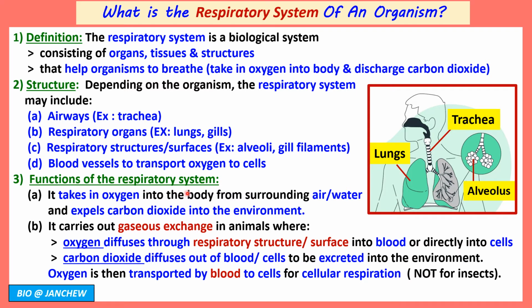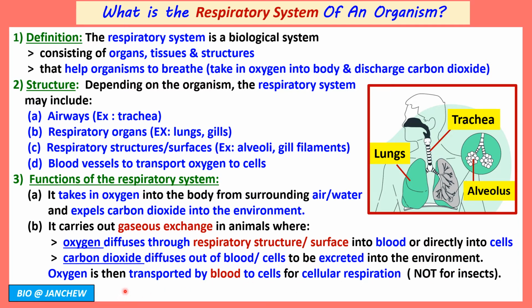The function of the respiratory system is that it takes in oxygen into the body from the surrounding air for humans, and for fishes from water, and it expels carbon dioxide into the environment. Then it carries out gaseous exchange, whereby oxygen diffuses through the respiratory structure or surface, for example, through alveoli, into the blood. For insects, the oxygen diffuses directly into the cells without blood being involved. We'll come to that later.